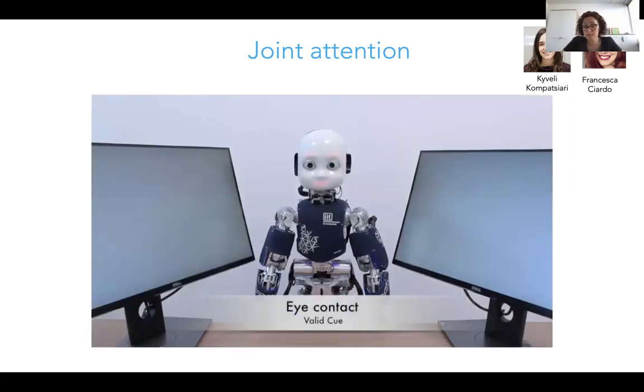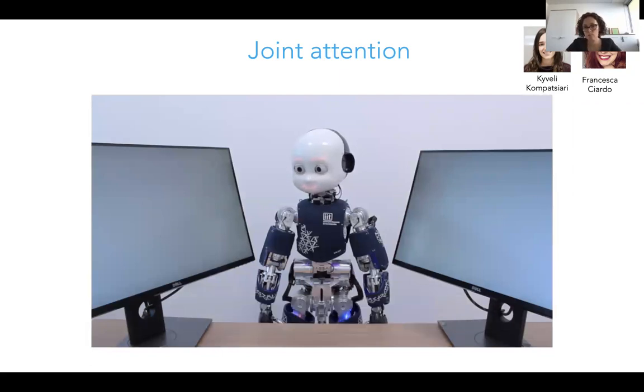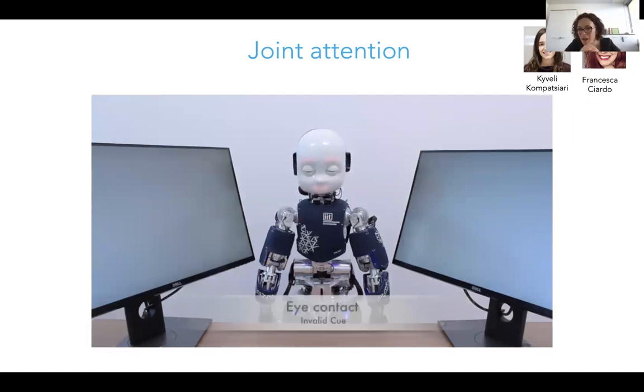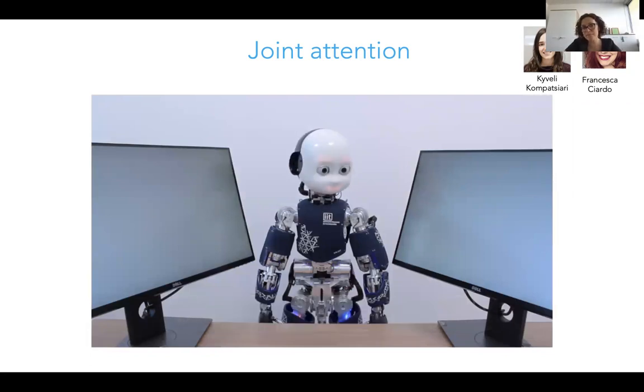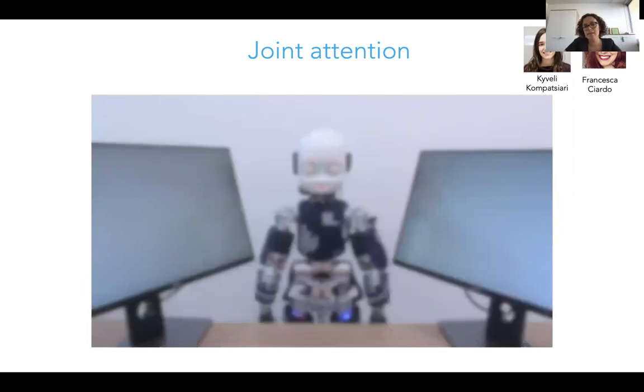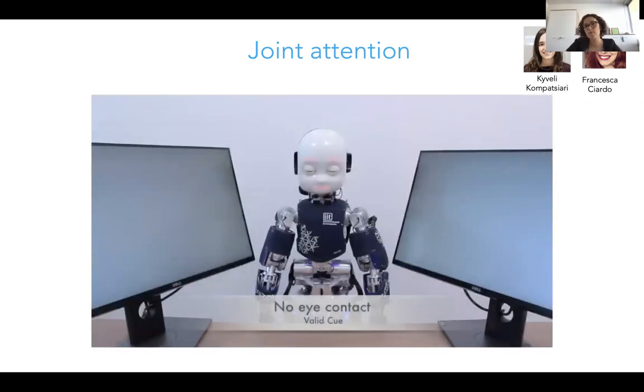The robot first engages in eye contact in this condition and then directs its gaze to one of the sides. So there's the cueing part, you see. And that was a valid cue, now an invalid cue, but still with eye contact. And now you will see averted gaze, so the robot will gaze down. And the question is, what does that mean for the gaze cueing effect?